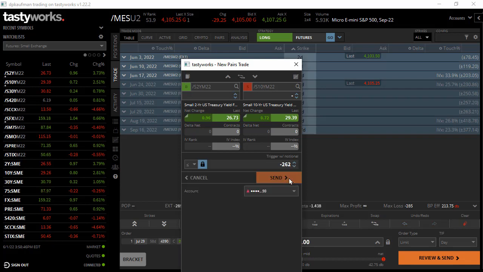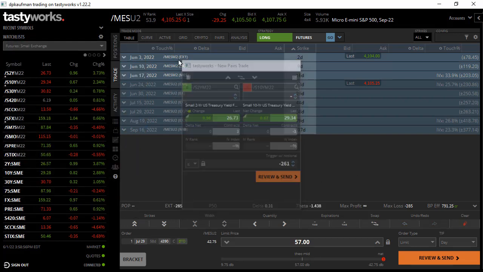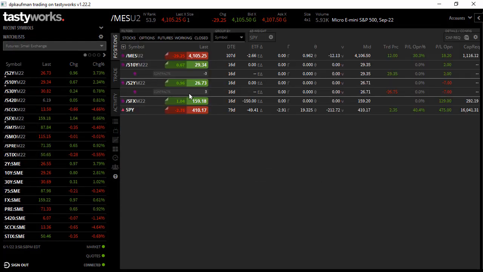This is really nice functionality to be able to do this. Cost of trade, a pairs order. Then filled. That's it. I just traded again into the trade. I had 2 contracts on. Now I have 3 contracts. What did I just do? I'm long the 2. I'm short the 10. We're going to look once again for an inversion in the yield curve.